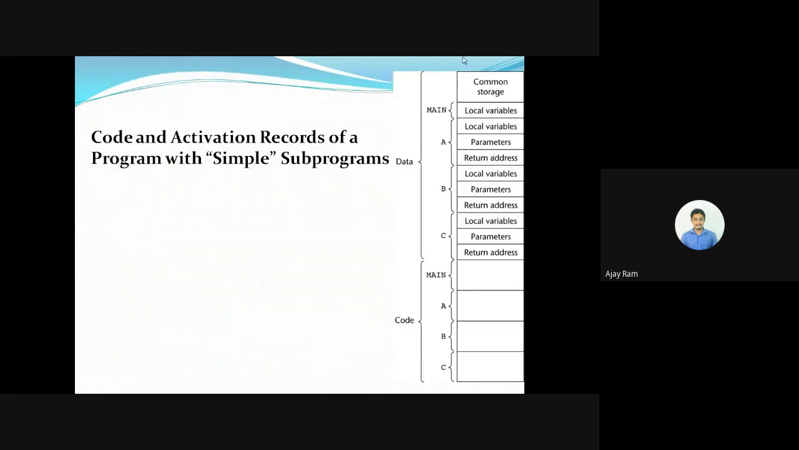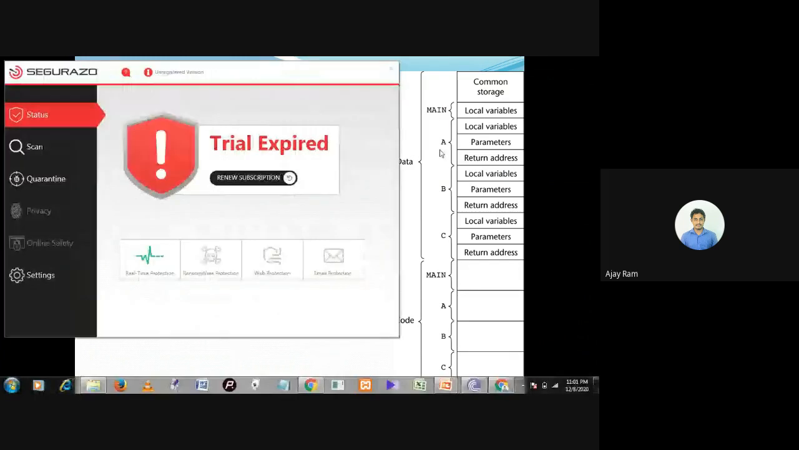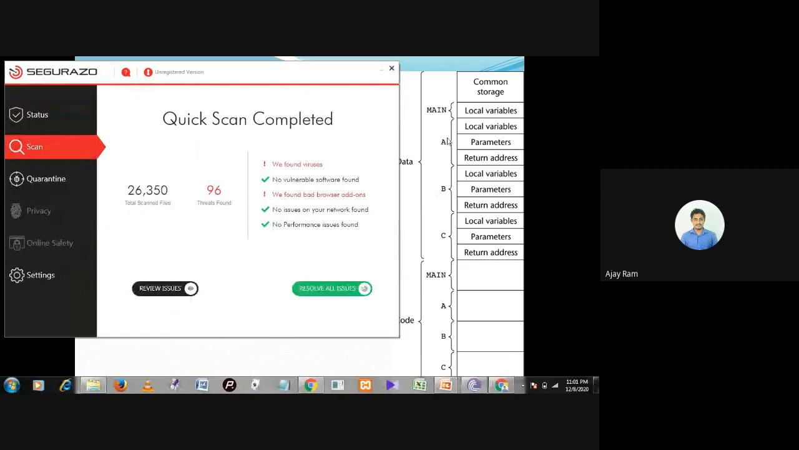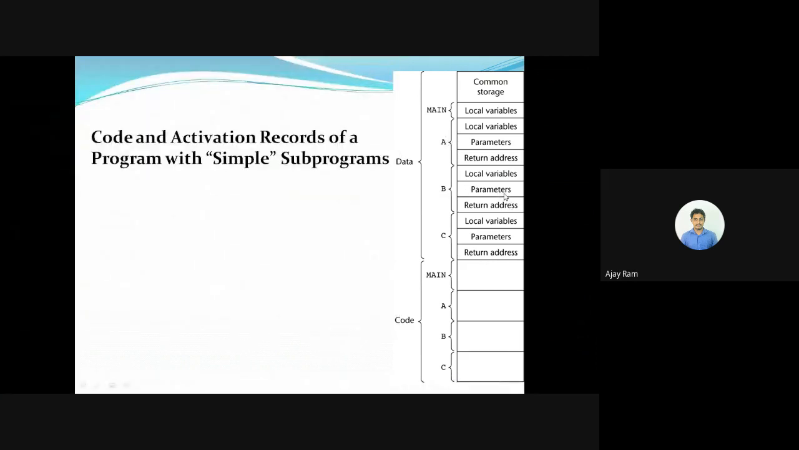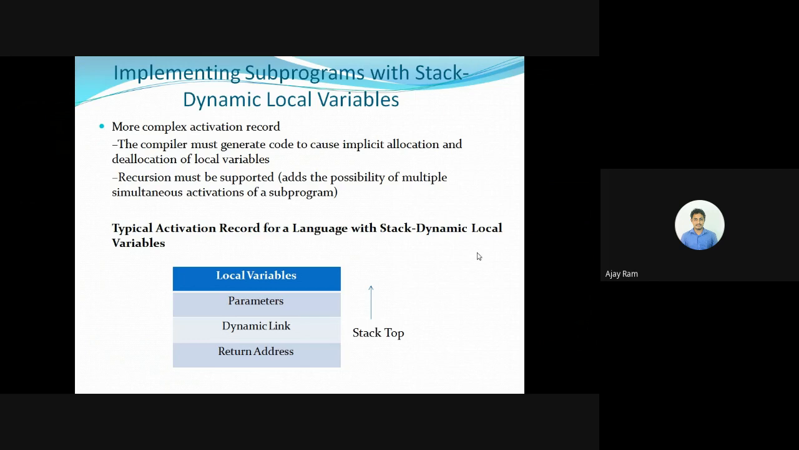We store in the same way: local variables, parameters, and return addresses of A, then the local variables, parameters, and return address of B, then the local variables, parameters, and return address of C. So this is the way of representing the activation record of a simple subprogram. And we can see here the implementation of the subprograms with stack dynamic local variables.